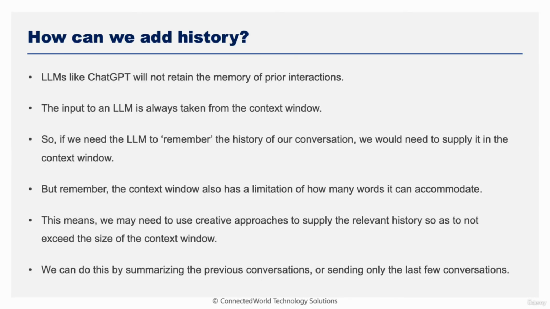the context window. But remember, the context window also has a limitation of how many words it can accommodate. This means we may need to use creative approaches to supply the relevant history so as not to exceed the size of the context window. We can do this by summarizing the previous conversations or sending only the last few conversations and so on.